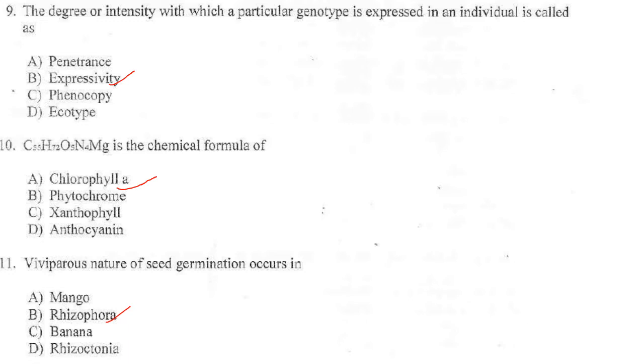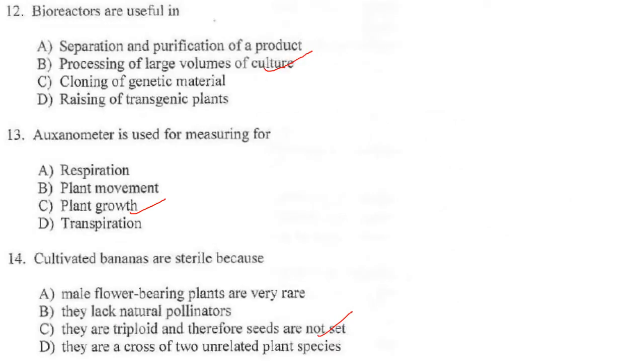C55H72O5N4Mg is the chemical formula of chlorophyll a. Answer is option A. Then viviparous nature of seed germination occurs in Rhizophora. This is also a repeated question. Then bioreactors are useful in processing large volumes of culture. Answer is option B. An auxanometer is used for measuring plant growth.